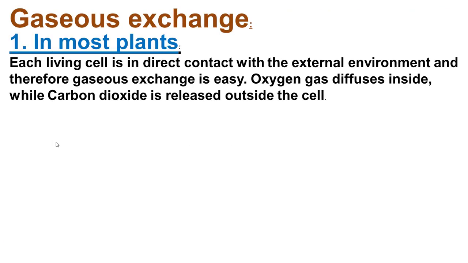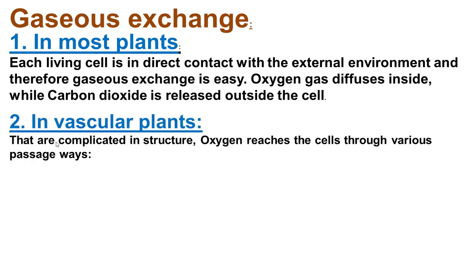Gas exchange. We have two ways of gas exchange. First, the primitive plant, meaning primitive plants in structure don't consist of deep tissues, so the whole plant is surrounded with air and can exchange air easily without any special system. Number two, vascular plants, meaning they consist of vascular tissues, xylem and phloem.